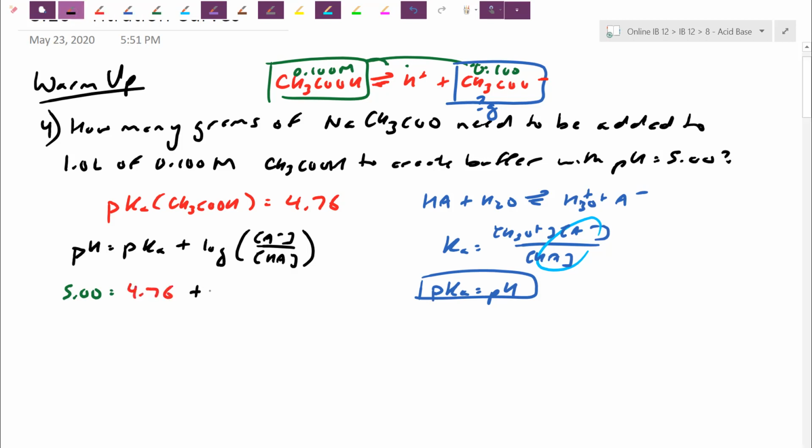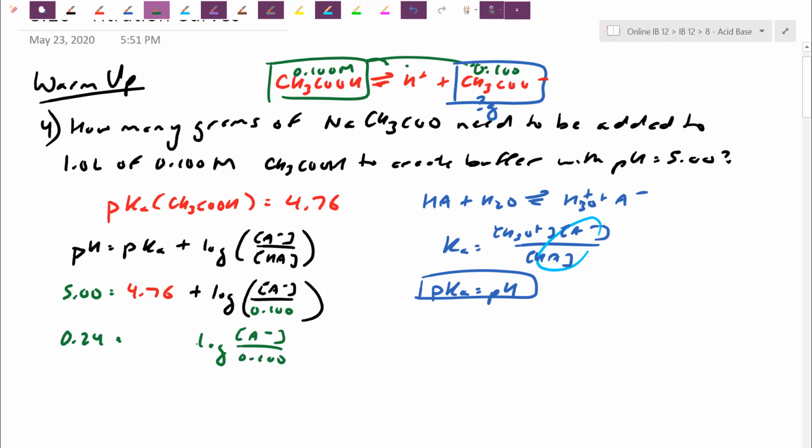I want to know what conjugate base amount, how much acetate should I actually have? That's going to be an X right now. How much conjugate base should I have, given that my conjugate acid is currently 0.100 to make this true? So let's try it here. 5 minus 4.76. So this gives me here 0.24 is equal to the logarithm of this quotient here.